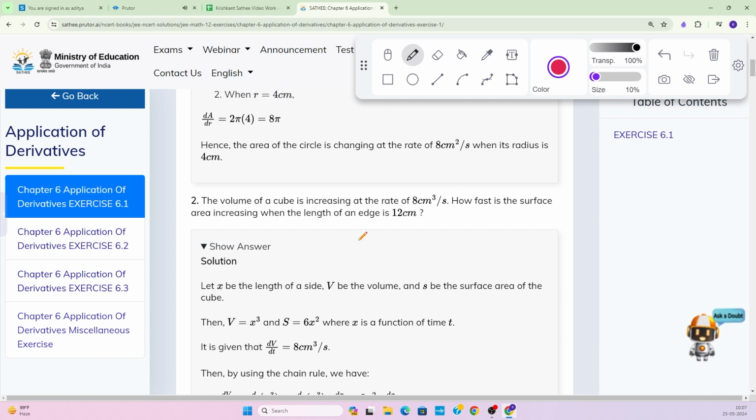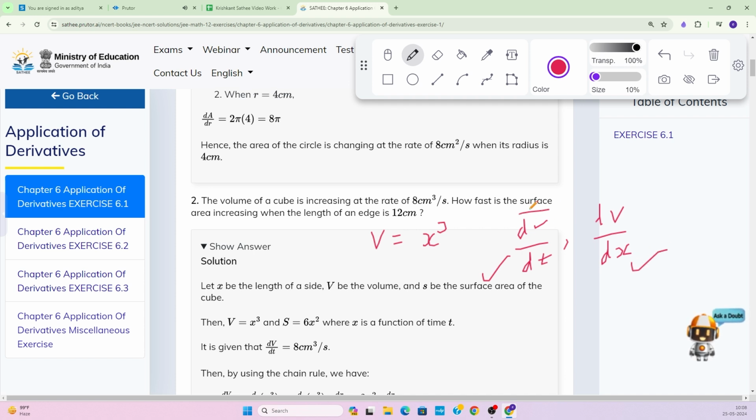Also, you must know about volume, specifically the volume of a cube, which is side cube, that is x cube. And from here you must know what you are asked: either dV by dt or dV by dx. Those are the only two things.